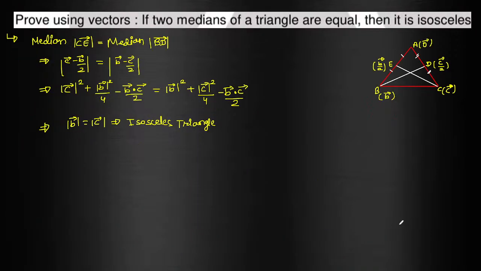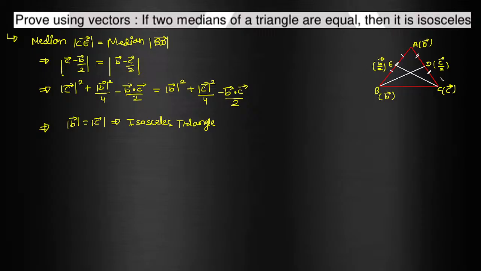Okay. Now prove that if two medians of a triangle are equal, then it is isosceles. So we consider that the length of CE is equal to length of BD. We took A as 0, B as B, C as C. So E is the midpoint, it will become B by 2. D is the midpoint, it will become C by 2.